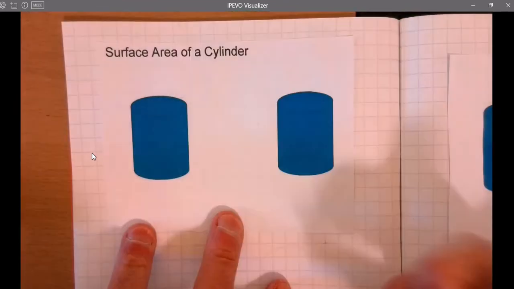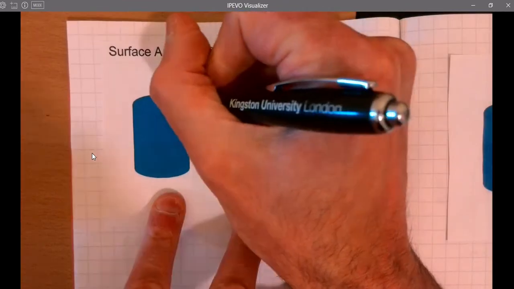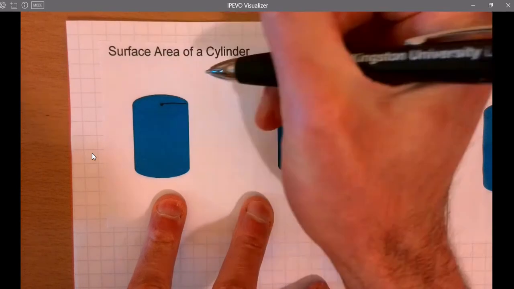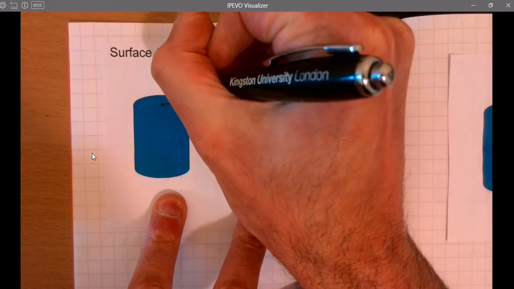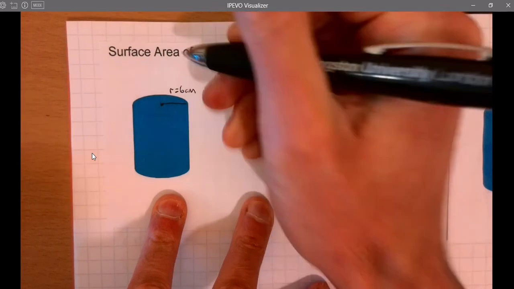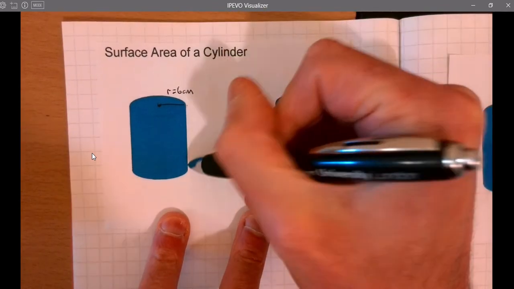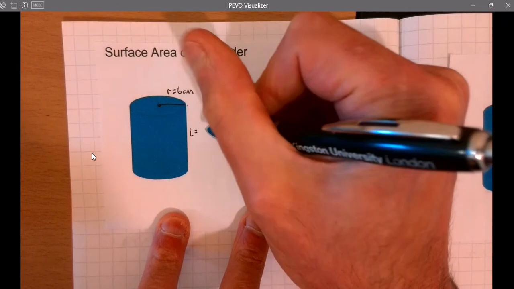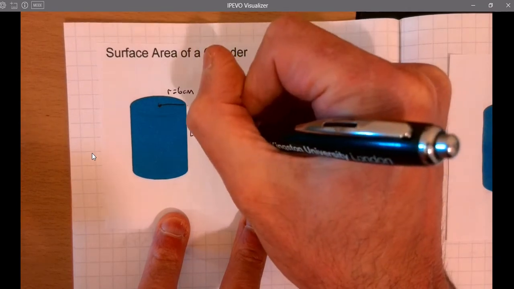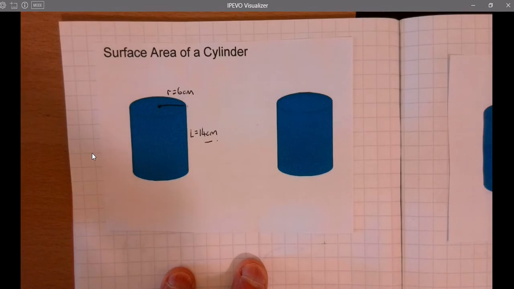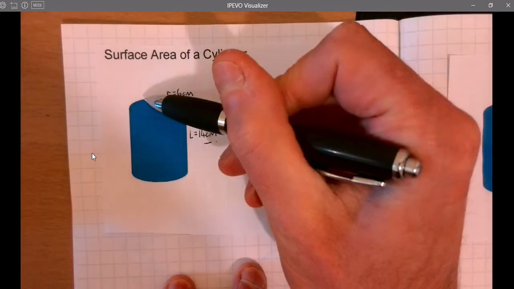So I'm going to put some dimensions on here. I'm going to say we've got a radius here. We're going to need to know that. So I'm going to say that r is equal to, let's say, 6 centimeters, and we need to know this length here, or the height if you prefer. So let's say that there is, let's say, 14 centimeters.